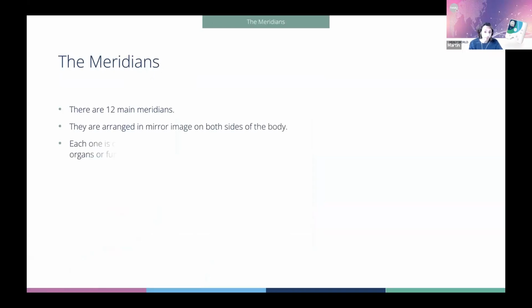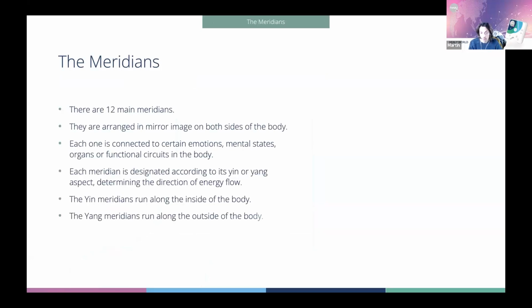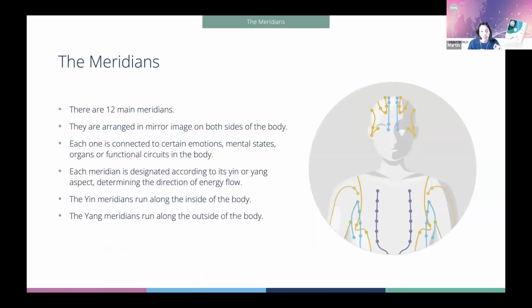So there are 12 main meridians, and they are arranged in mirror image on both sides of the body. I already told you that. And now a very important thing. Each meridian is, of course, connected to certain emotions, mental states, organs, and functional circuits in the body. What does that mean? It means that if you stimulate a meridian or an acupuncture point, you also are stimulating a certain emotion, a certain mental state, a certain organ. That's very important to understand the connectiveness of those things.